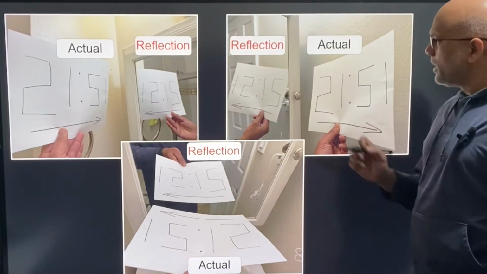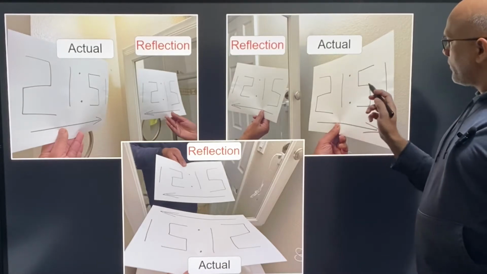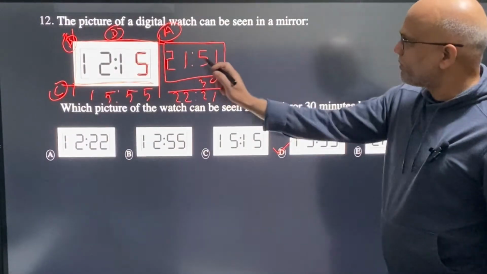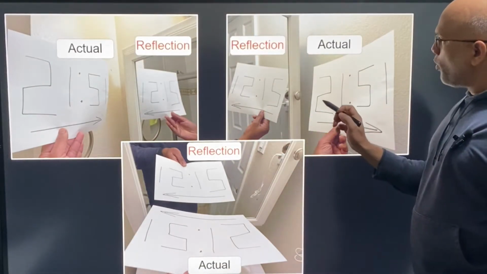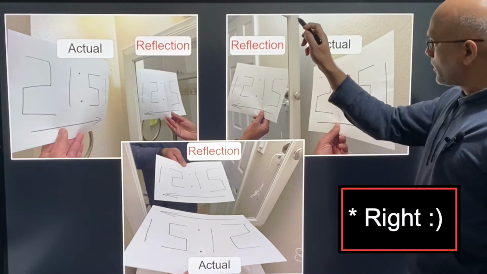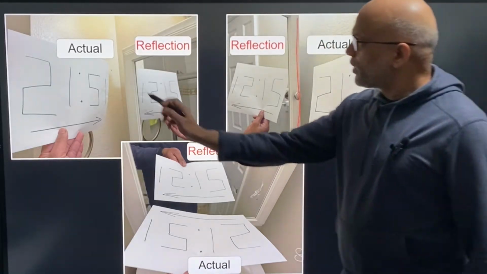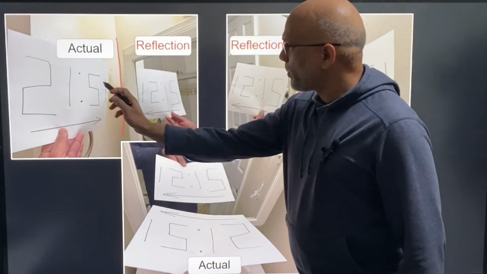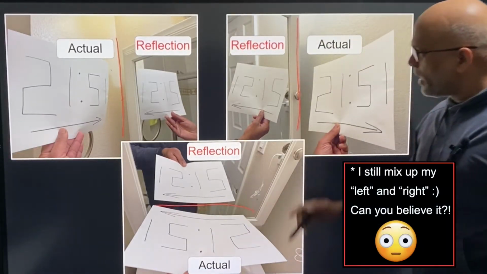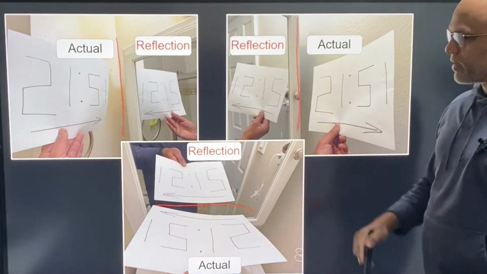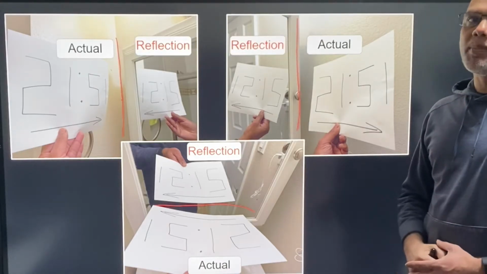I will give you a hint. I wrote down the actual time, 21:51. As you can see, the actual time is 21:51. I wrote that down on a piece of paper, and here I'm holding the paper on the left side of the mirror. Here I'm holding the paper on the right side of the mirror. Here I'm holding the paper below, and you can see the actual and the reflection. So think about it and let me know in the comments.